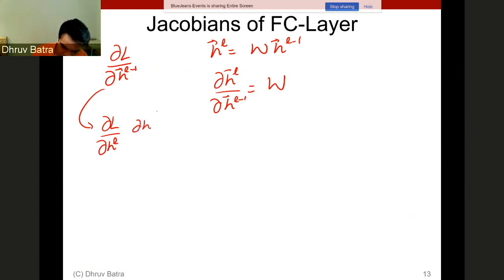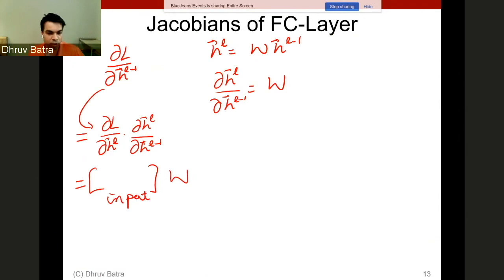times the partial of HL with respect to HL minus 1. And so this is equal to the input gradients times W. So you left multiply. So again, this is something that you have already computed, that we have an input gradient and you left multiply it with the weight.